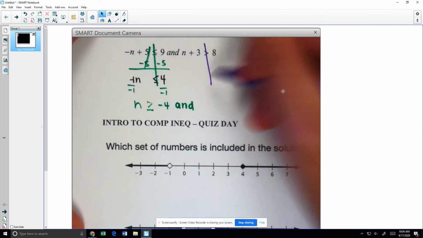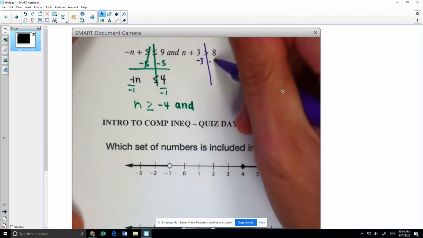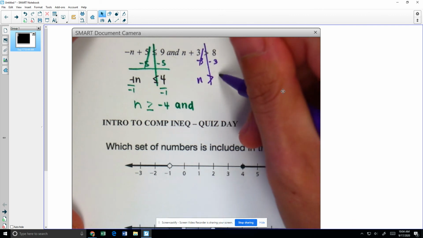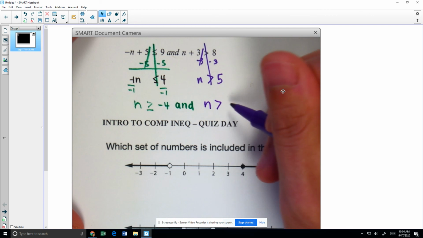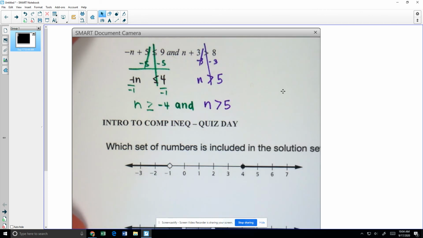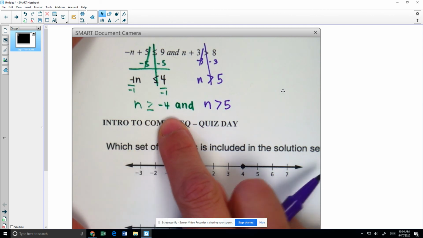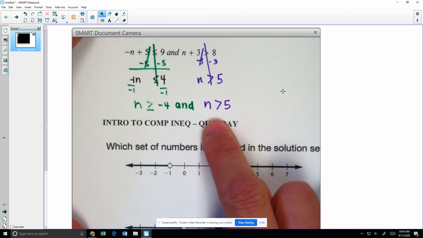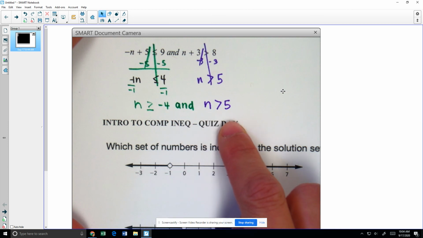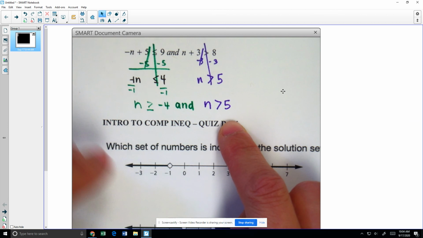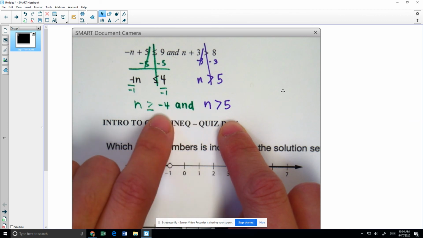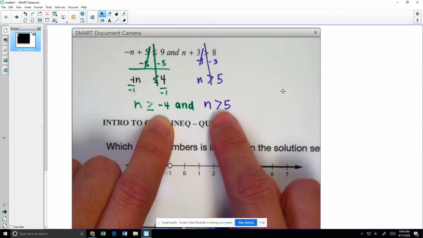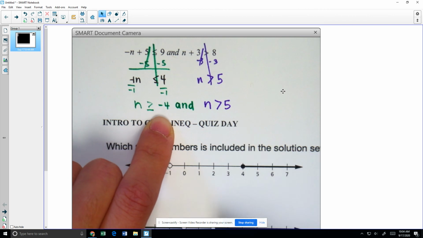Okay, and then there's an and now let's do this side of the problem. This side is a little bit easier. I just minus 3. I have n, my symbol, and then 5. So n is greater than 5. Okay. Wait, that's weird. n is greater than or equal to negative 4 and n is greater than 5? Isn't that kind of obvious? If n has to be bigger than negative 4, doesn't that mean that n is definitely going to be bigger than 5? Does that make sense what I'm trying to say?